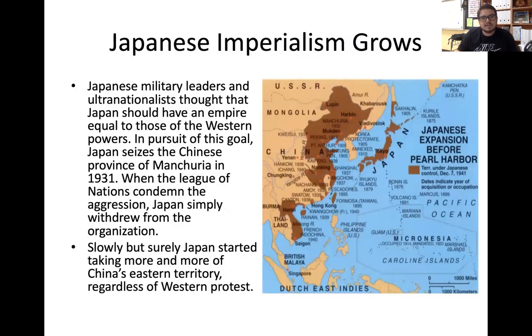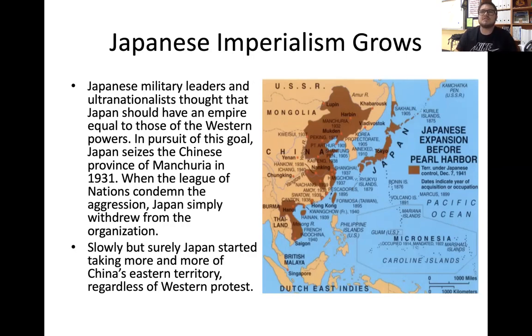Japanese military leaders and ultra-nationalists thought that Japan should have an empire equal to those of the Western powers. In pursuit of this goal, Japan seizes the Chinese province of Manchuria in 1931. When the League of Nations condemned the aggression, Japan simply withdraws from the organization. Slowly but surely, Japan started taking more and more of China's eastern territory, regardless of Western protests.